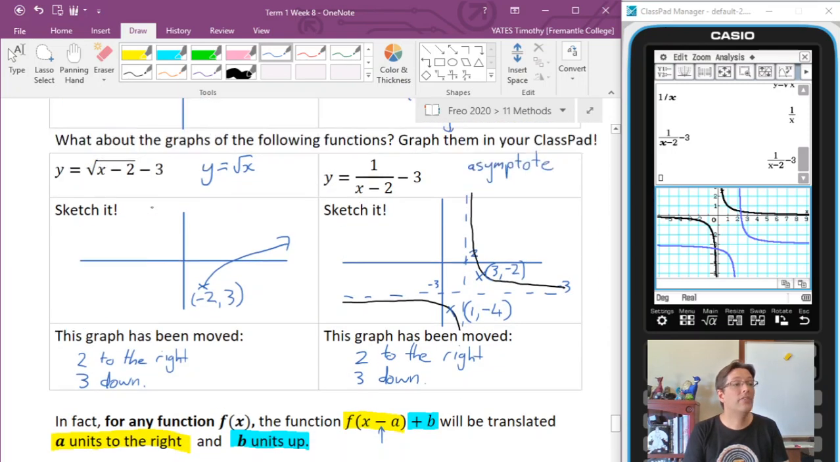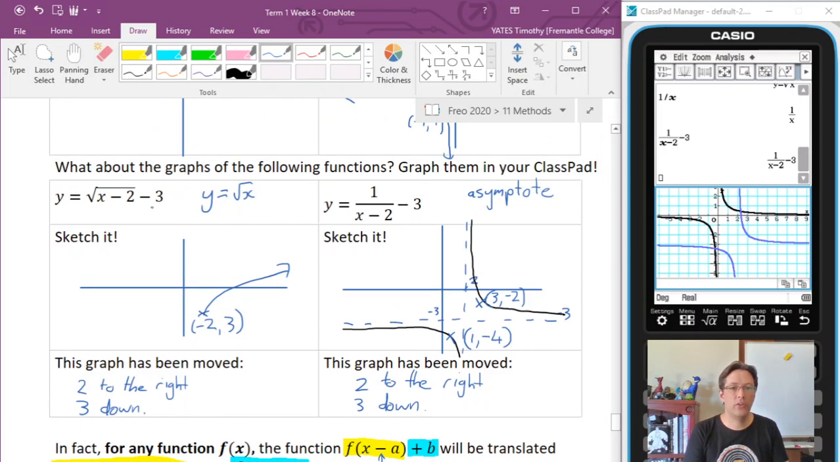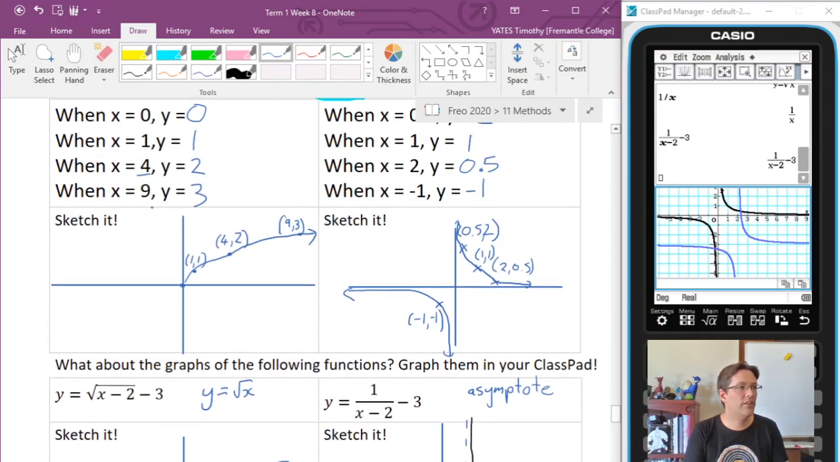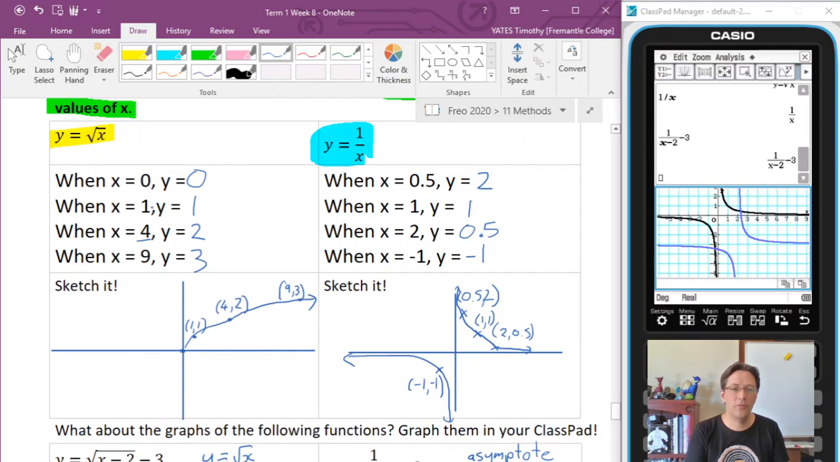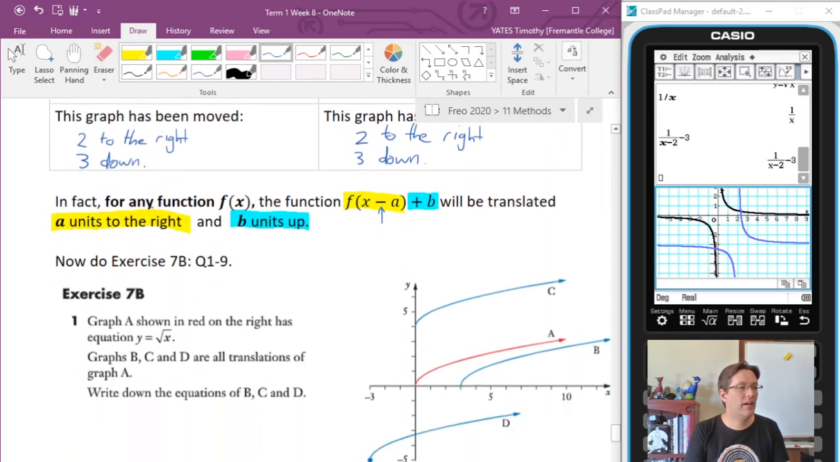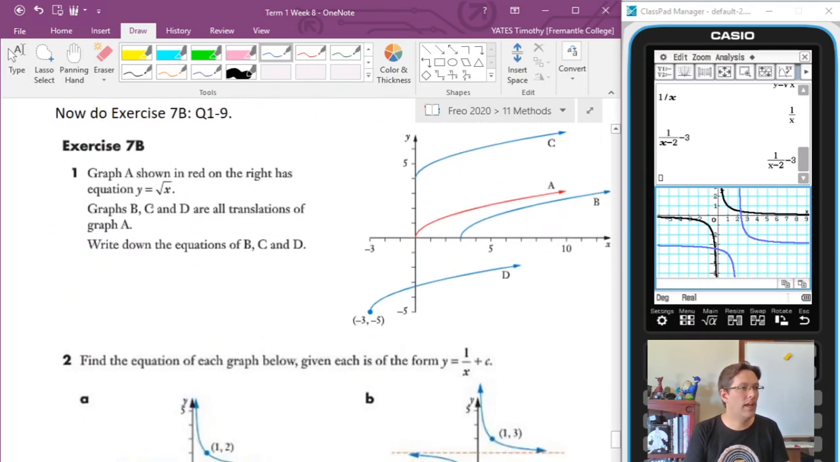So that's a look at a few of these different kinds of graph, our square root function and our reciprocal function. And we should now be able to do exercise 7b. We should be able to say what is the equation of these other ones. So for this one, this being shifted right by 3, this is the square root of x. So b is going to be y equals the square root of x take 3. It's been shifted to the right by 3.